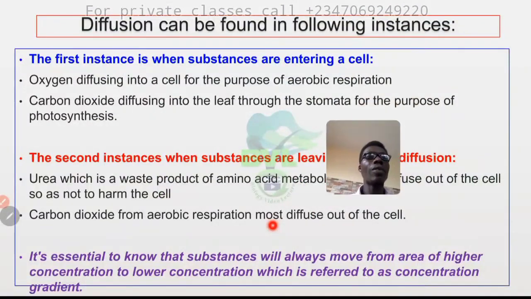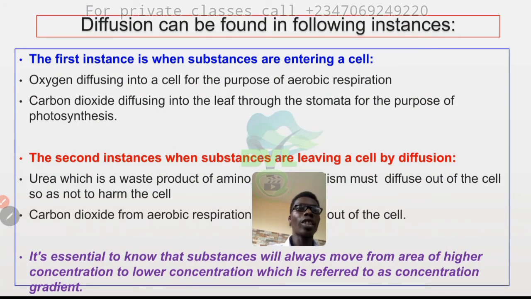Now, diffusion can be found in the following instances. The first instance is when substances are entering the cell. Examples: oxygen diffusing into a cell for the purpose of aerobic respiration, like we know, and carbon dioxide diffusing into the leaf through the stomata for the purpose of photosynthesis. This is very, very important. Oxygen diffusing into the cell applies to animals, and even to plants, because even at night, oxygen will diffuse into the body of the plant for aerobic respiration. So don't think it's only animals that carry that out. This particular one applies to plant and animal. But carbon dioxide that diffuses into the leaf, of course, is for plants alone.